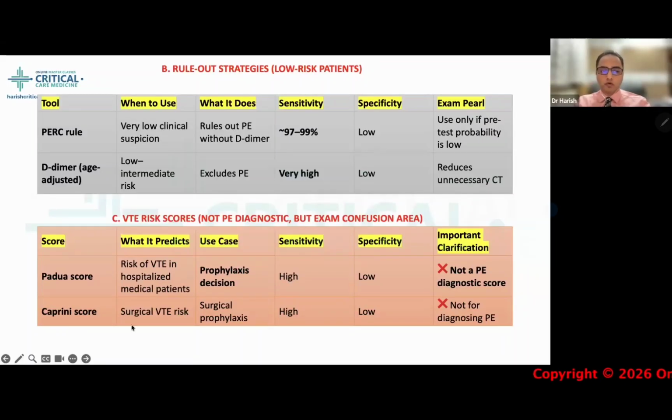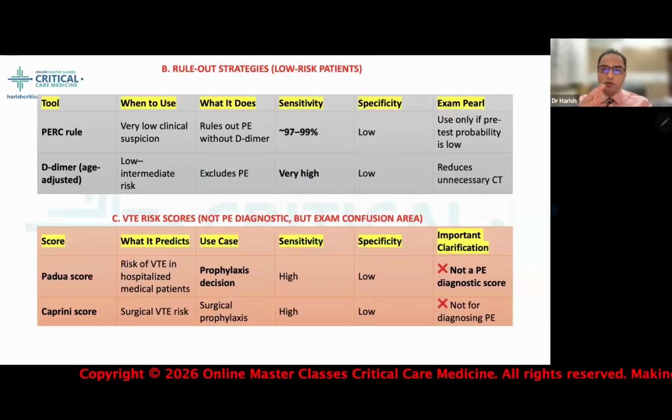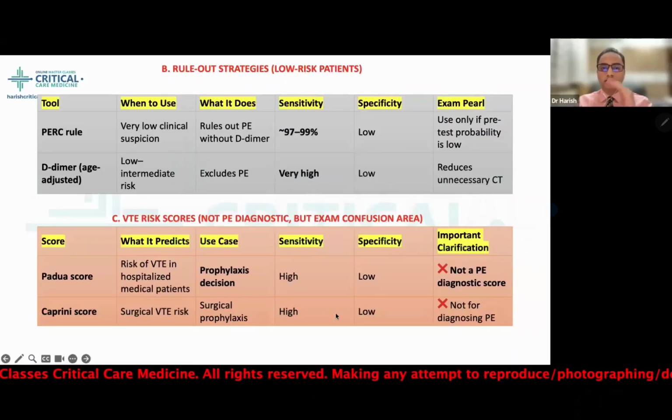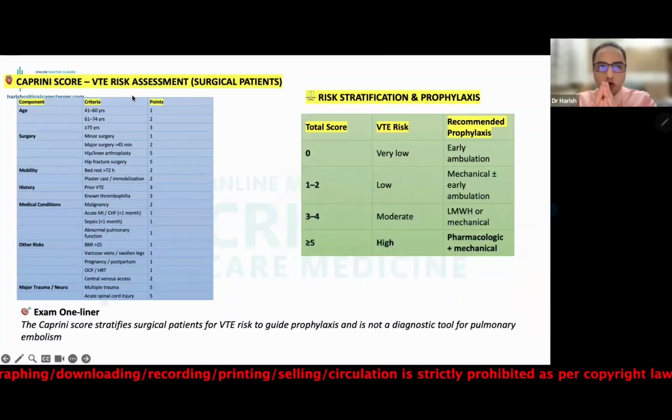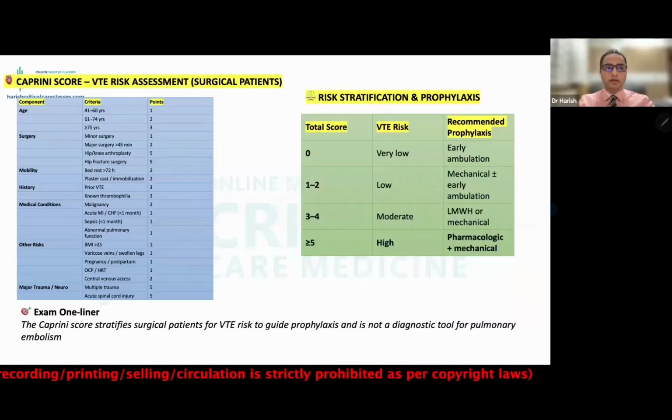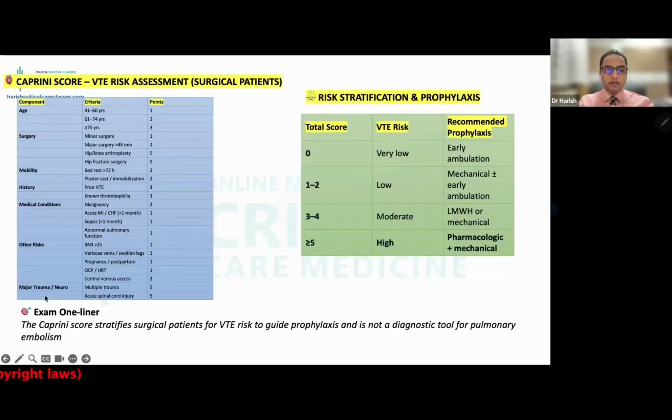Then there is something called the Caprini score. This particularly applies to surgical venous thromboembolism risk. That is what we are dealing with in our patient who underwent a pelvic fracture repair. It tells whether surgical prophylaxis is needed or not. Sensitivity is high, low specificity, again not for diagnosing pulmonary embolism. At least some of these things you should remember. So this is the Caprini score. It tells about venous thromboembolism risk assessment in the surgical patient. It adds components of age, surgery, mobility, history, medical condition, other risks, and major trauma like neuro or other major trauma.